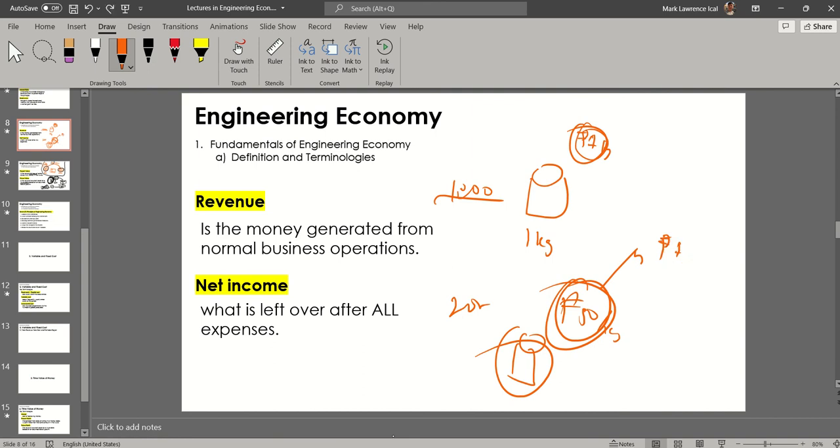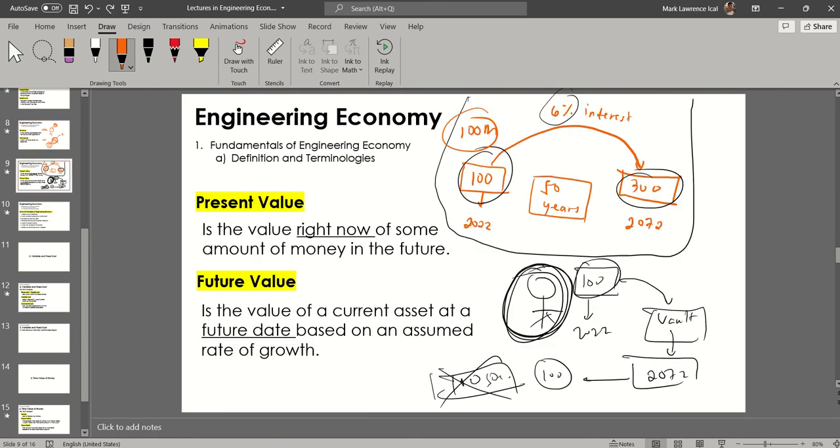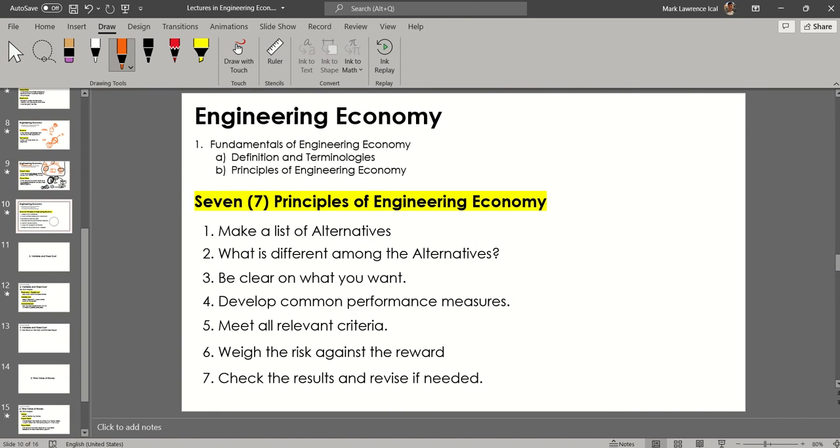I hope nalinaw nyo. I hope nagigets nyo. Ganito mag-isip yung mga accountant. Ganyan mag-isip yung mga economist. Masyado silang malaro pagdating sa pera. Ngayon, engineers, syempre, kailangan din maging marunong at maging mapaglaro sa pera.